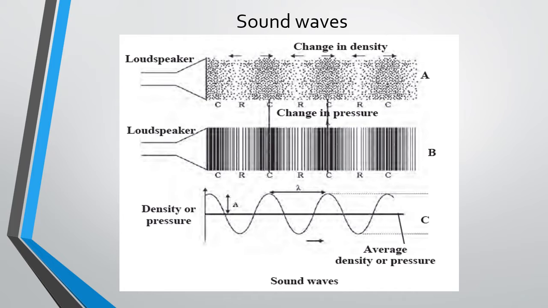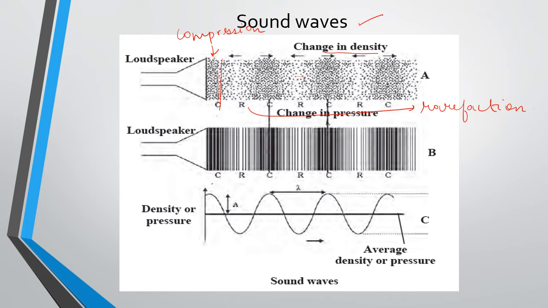As I showed you about compression and rarefaction, this is according to the change in density. When the loudspeaker is on, the particles start moving away from the loudspeaker. C indicates the compression, whereas R indicates the rarefaction. In the change in density, the particles oscillate about their mean position. Initially all the particles are together, then they are far apart, again together, again far apart. So this is about density.